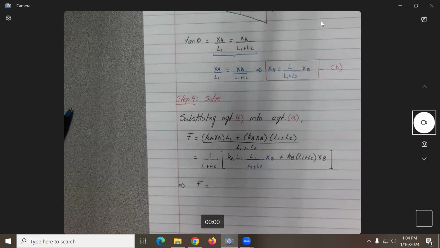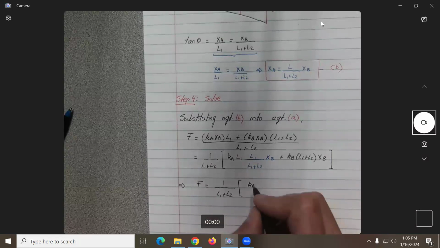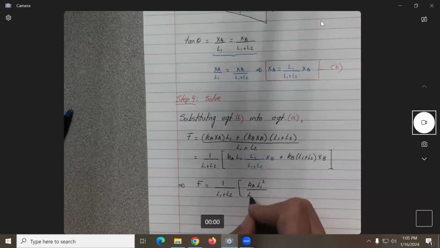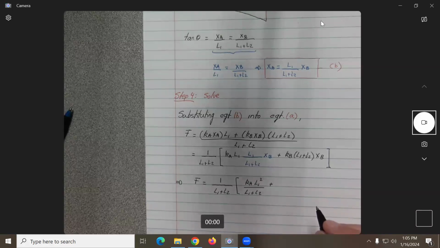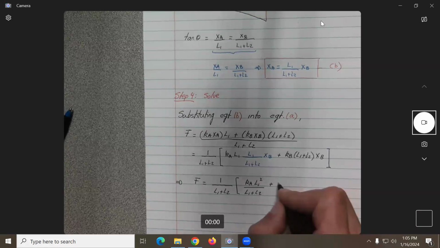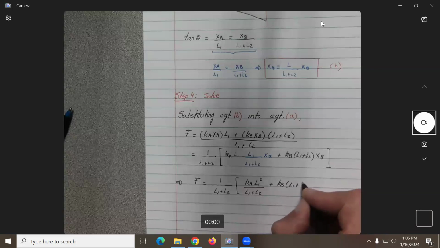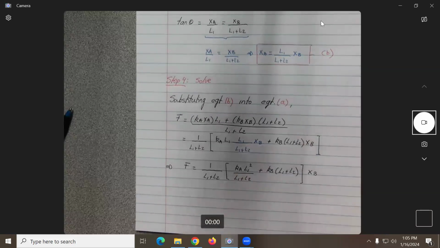Or we can rewrite this as 1 over L1 plus L2, K sub A L1 square over L1 plus L2, plus K B times L sub 1 plus L sub 2, everything times X sub B.